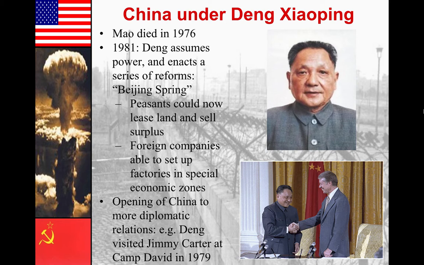And the other thing that Deng Xiaoping does that's a pretty dramatic shift from what Mao did was he becomes more open to having a better diplomatic relationship with capitalist countries. One of the best examples of that was in 1979 when Deng Xiaoping went to the United States and met with President Jimmy Carter in Camp David.